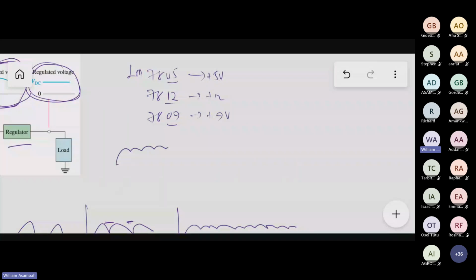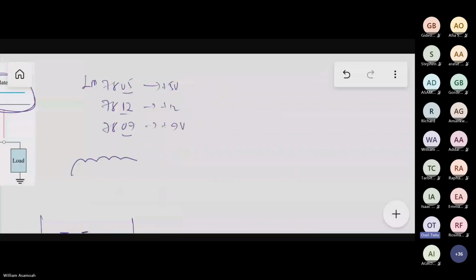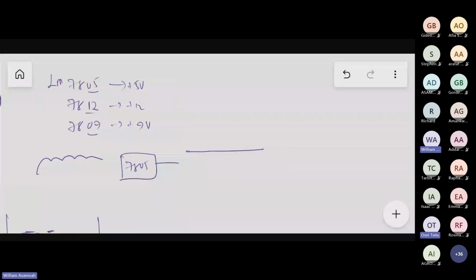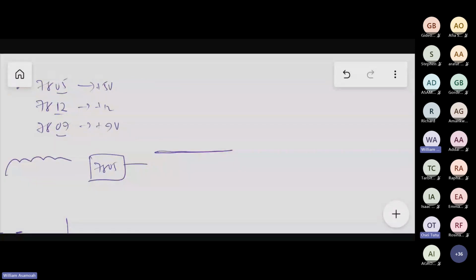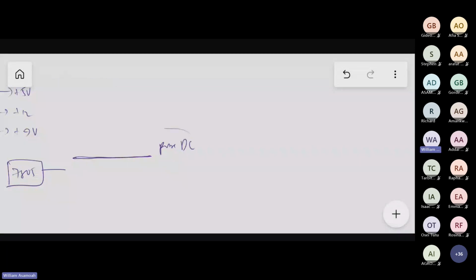Now when you give a ripple input to it like this, to a 7805, the output is fixed. It doesn't change at all. Then you now have a pure DC out of this. So that is how we build power systems, for basic electronics, for mechanical engineers.